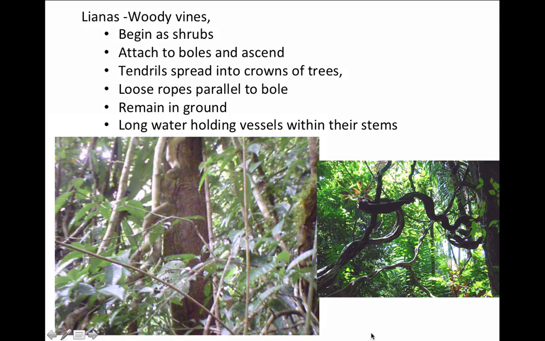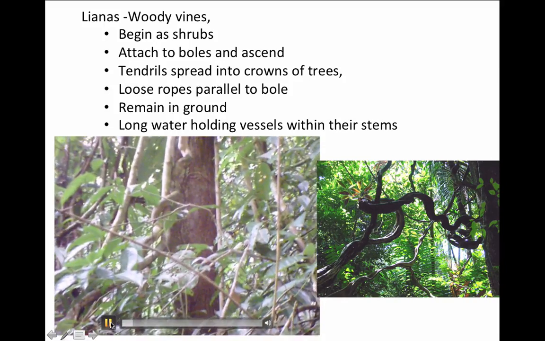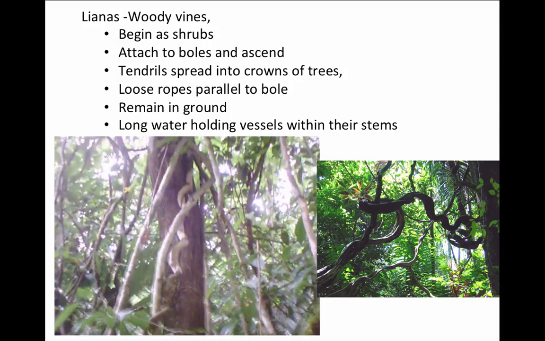Now, a group of vines are called the lianas. They're the woody vines, and they begin on the forest floor as shrubs, and then they have tendrils that will come and ascend the boles.